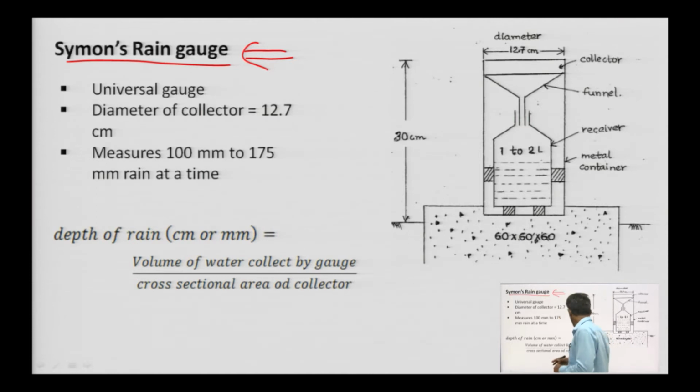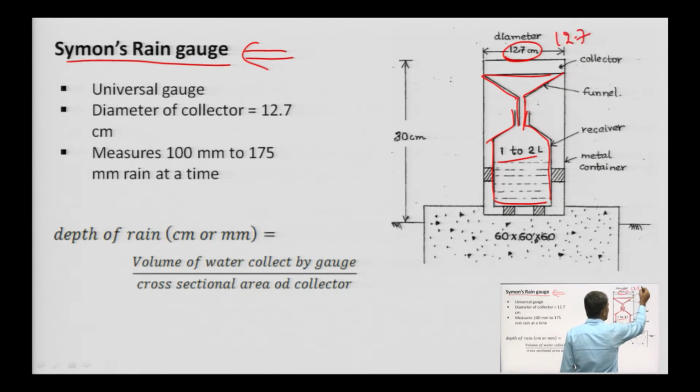So, we have only a container, and in the container we can store water, 1 to 2 liters of water. At the top of the container there is a funnel with a diameter of 12.7 centimeter.